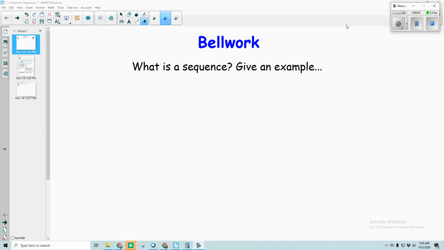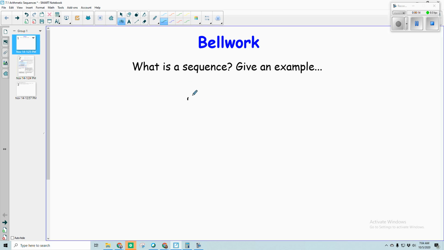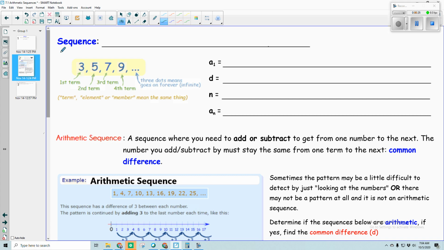What is a sequence? If you were to think of an example of a sequence, maybe something that comes to mind is a list of numbers, like 2, 4, 6, 8. That would be an example of a sequence. In this unit, we're specifically going to focus right now on arithmetic sequences.